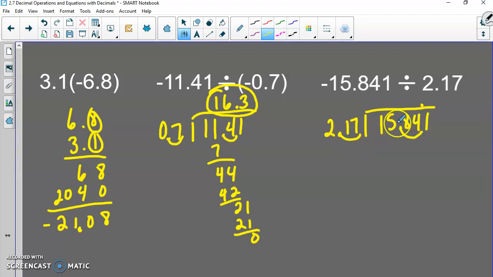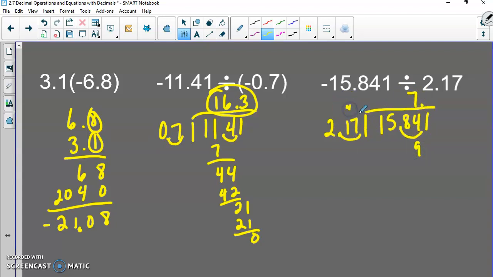217. Well, it doesn't go into 158, so does it go into 1,584? Yes, it does. So to figure that out, let's just focus on the 2 and the 15. How many times does 2 go into 15? Well, it goes into it 7 times with a little left over. So it's kind of a guess and check. We'll try 7. Okay, 7 times 7 is 49.